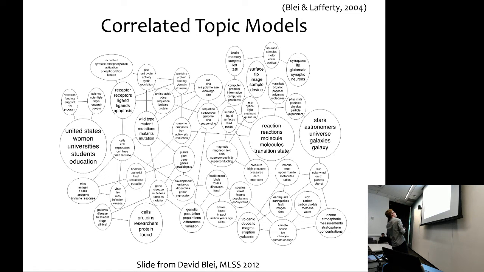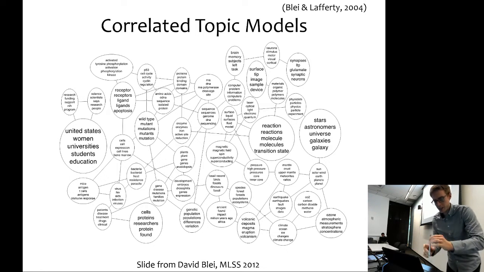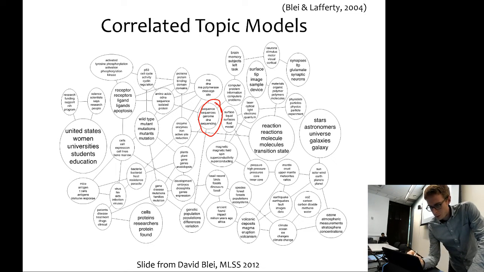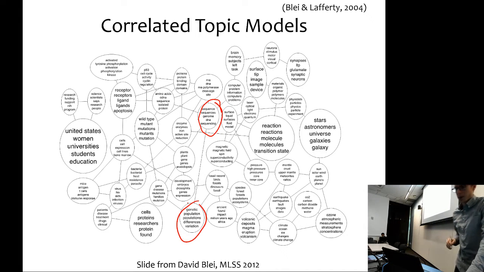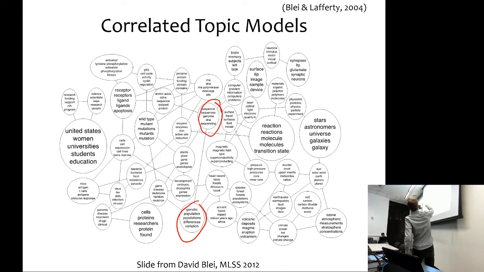I don't know if we can find fossil fuels on here, but this is the one that seems to be about genetics, genetic populations, difference, and variance. And you can see that the topics it's connected to, like this one here, also appear to be about similar things. So this is about sequences and genome and DNA sequencing.